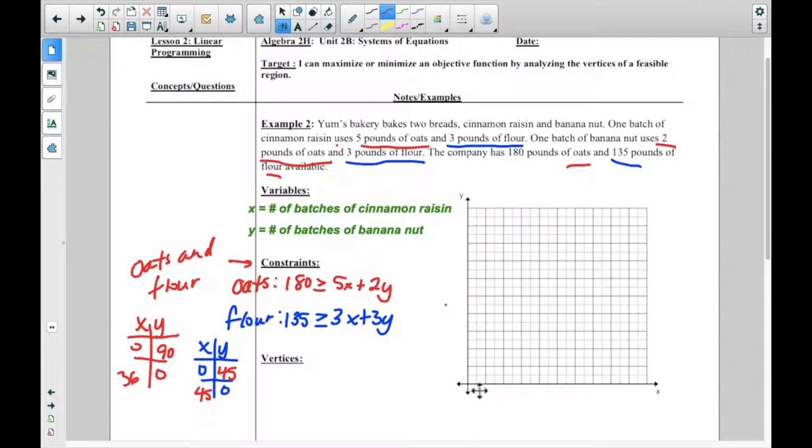Okay, how to set up our graph? Well, we defined our variables here. Those are the same variables we need to put over here. So if x is the number of batches of cinnamon raisin, that goes on the x-axis. The y-axis is the number of batches of banana nut.